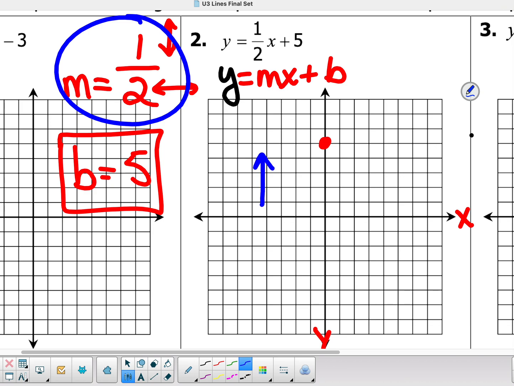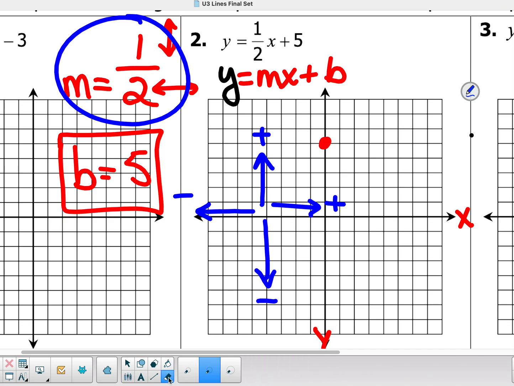Moving up is considered positive motion. Moving to the right is considered positive motion. Moving down is considered negative motion, and moving back to the left is also considered negative motion. So make sure that you understand the positive and negative direction that you're traveling in the plane when you're plotting the next points.